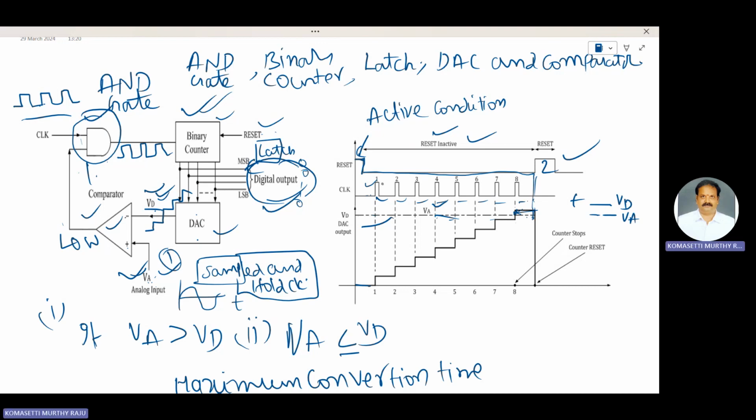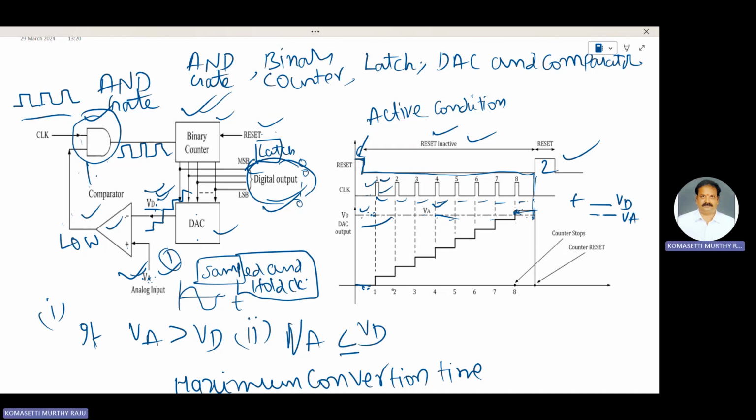For the first clock pulse, compare VA with VD. At that instant, the VA value is higher than VD. VD is 0 and VA is at a higher level. This line represents the VA value. At clock pulse 1, VA is higher than VD. Therefore, the output of the comparator is 1, which allows clock pulse 1.